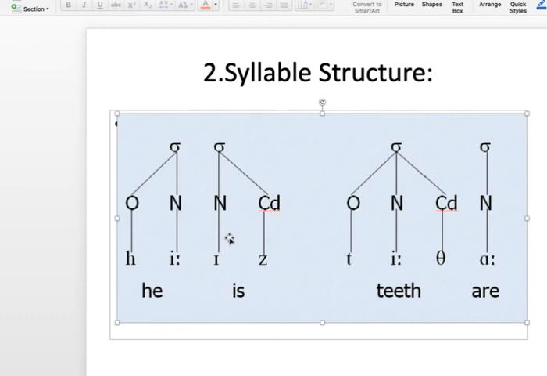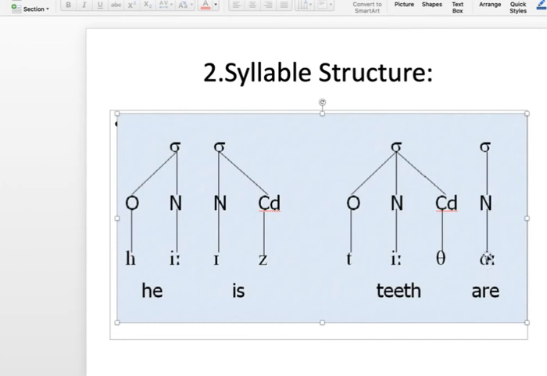Then let's look at the next syllable, teeth. How many sounds are there? Three sounds. Ta sound, e sound and tha sound. Tha as in thank you. So in this syllable we have got onset, nucleus and coda. Yes, all three elements are there. So this structure would be CVC. And then "are". As I said, don't be confused by the letter R. We are just concerned with sounds now, and it is pronounced as "R".